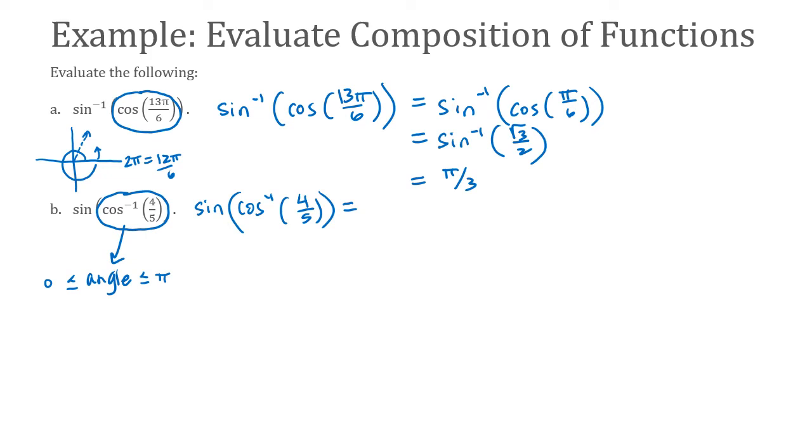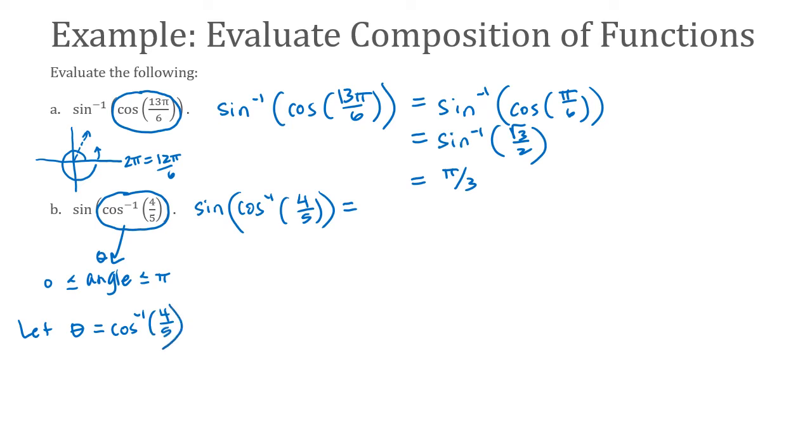Now, the problem with this one is that we don't have memorized an angle that has an output of 4/5. So we're going to have to get a little creative. What I'm going to do is let the angle be called theta, because I know that all of what's circled here is an angle. So I'm going to let theta be inverse cosine of 4/5.